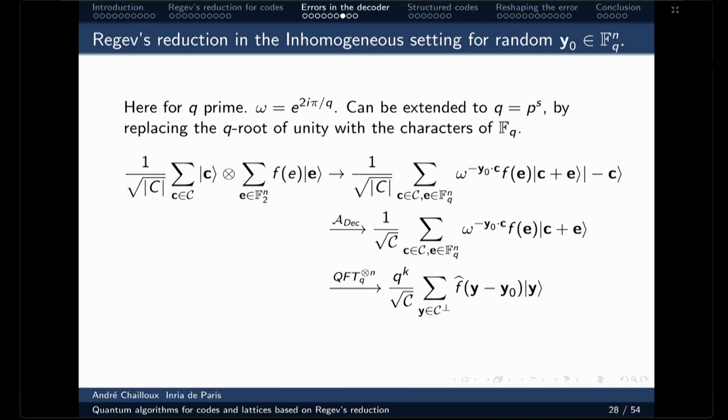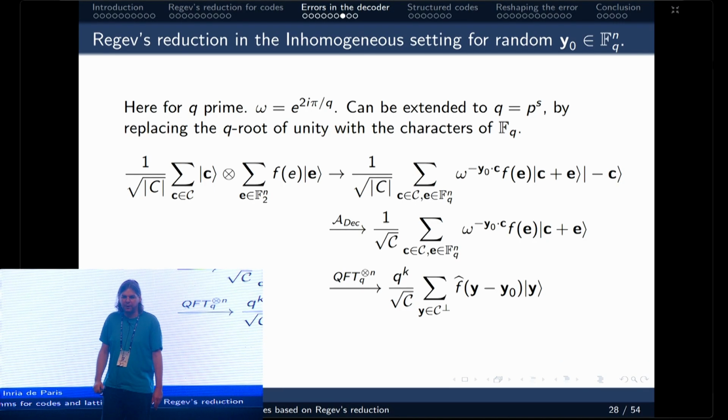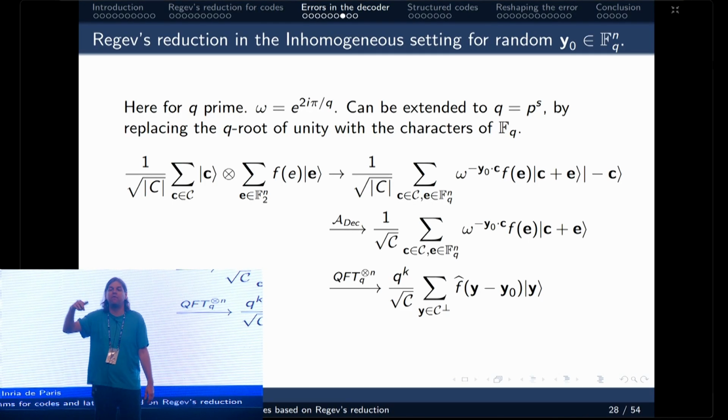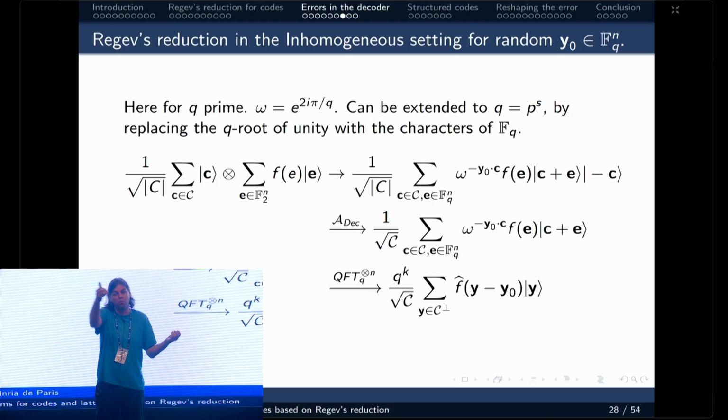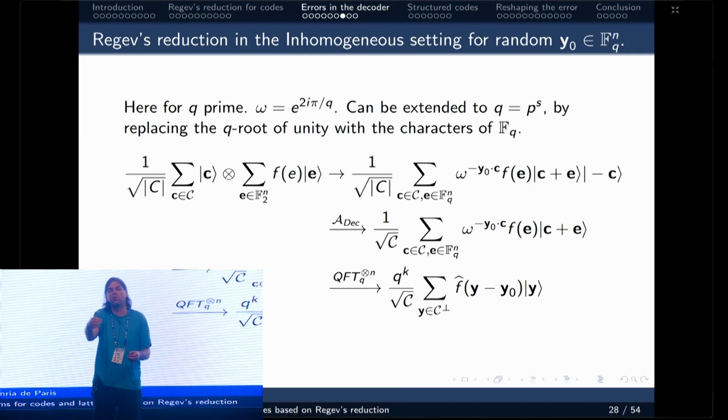Okay, here I put a prime q, so we have roots of unity. If you took a more general finite field, you can replace this root of unity with the characters of F_q, and then it works the same. But here for simplicity, I only write it for prime q. So you just add this little phase at the beginning of the protocol. So y0 is given to you, and C, you have it in a register. And then after the quantum Fourier transform, you get something which is shifted like this.